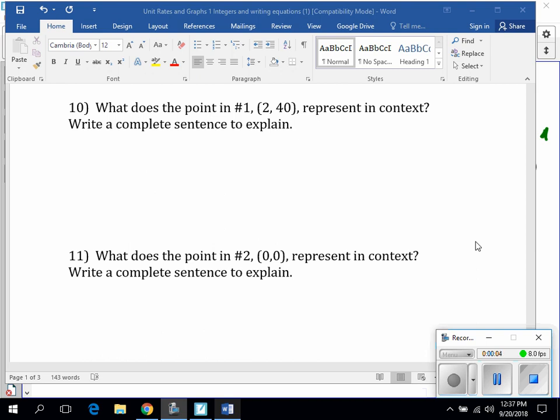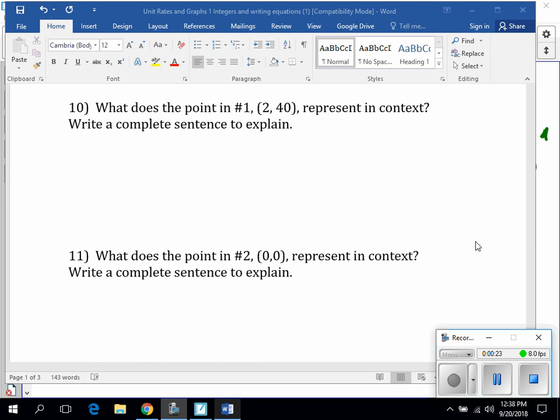After watching this video, I'm hoping that you'll be able to take any coordinate, any point that you're given, and describe its meaning in context. So we're going to use the problems at the bottom of your worksheet to try to understand this concept. We're going to begin by looking at number 10.